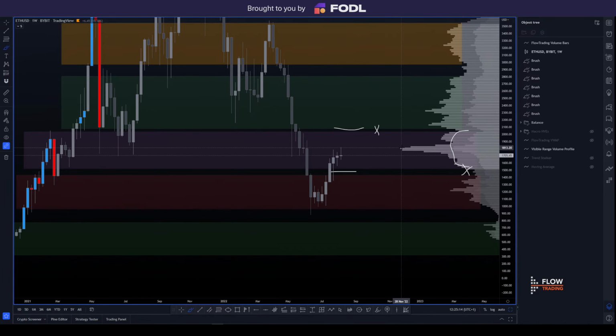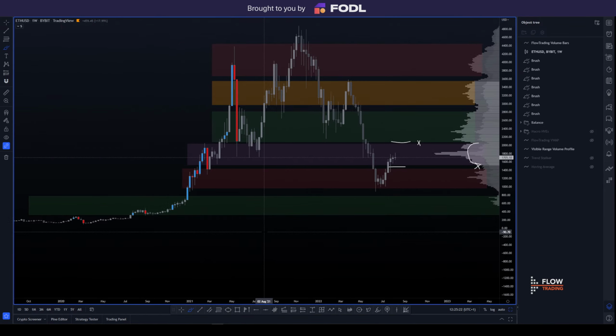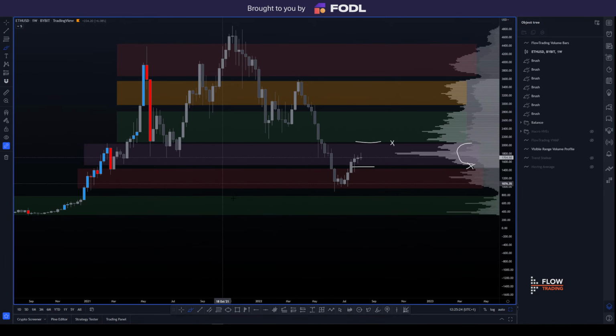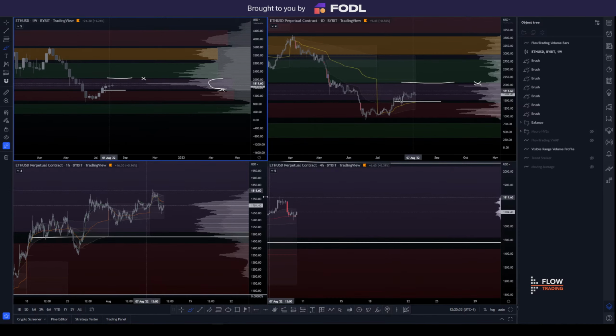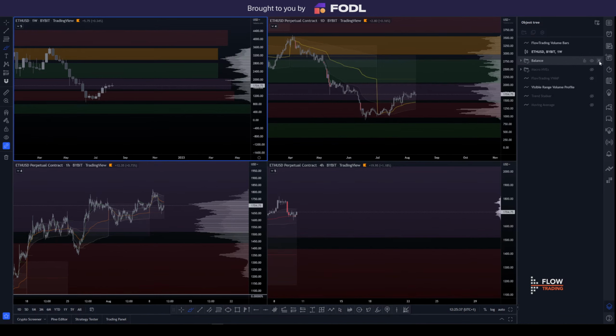Once we break above that, then it's all clear to $2,000 and perhaps even as far out as $2,800, $2,900, especially with the narrative we've got on Ethereum with the merge and everything else coming in September. So just keep an eye on that. $1,500 as support on the higher time frame, $2,000 as resistance, even though we've got a little bit of resistance right now at $1,800.